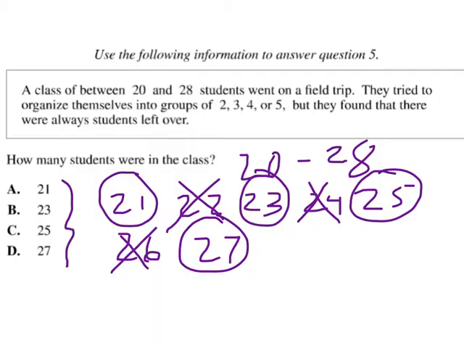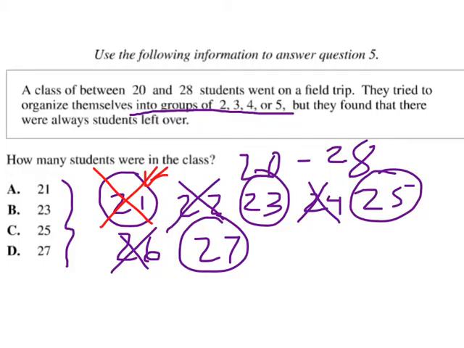So I noticed that if they tried to organize themselves into groups of 2, 3, 4, or 5, there were always students left over. So I'll start with 21. If I try 21 in groups of 2, will there be leftovers? Yes, because it's an odd number, so far so good. 21 divided into groups of 3 gives me 7. There would be no leftovers, so there can't have been 21.